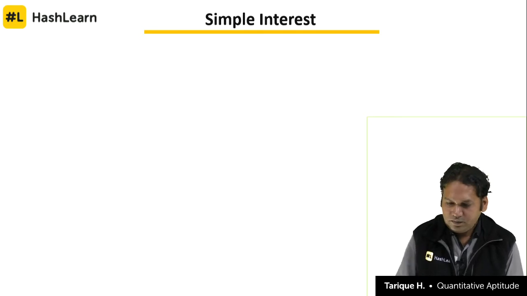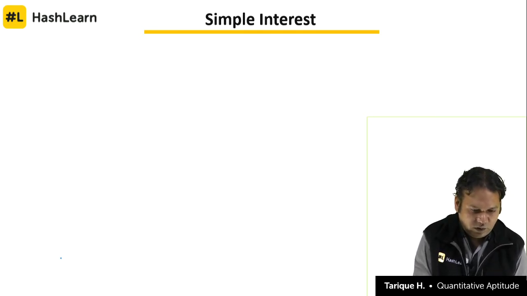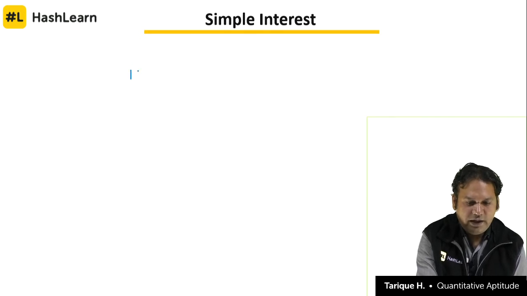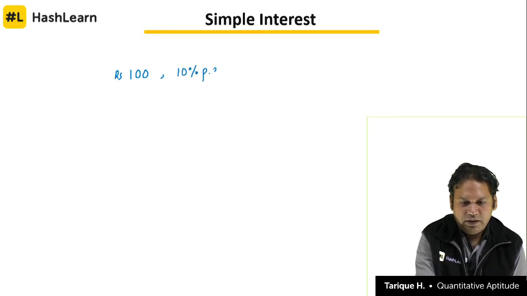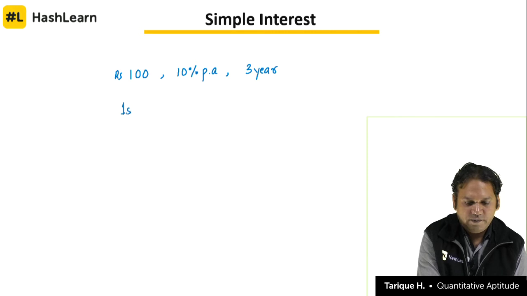All right, so let's take a small pause here. Okay, so we have taken 100 rupees and we are calculating at 10% per annum, the rate, and 3 years. So let's just start again and see for the first year.